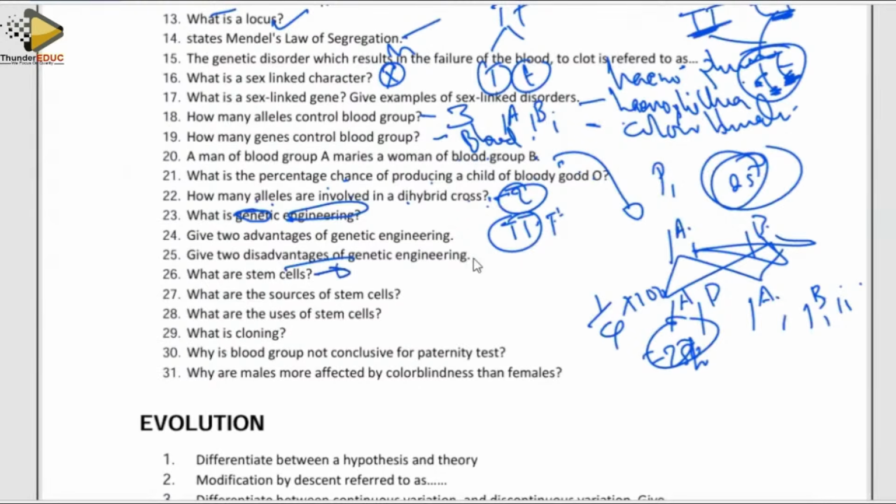What are stem cells? These are undifferentiated cells. These are cells which are undifferentiated.